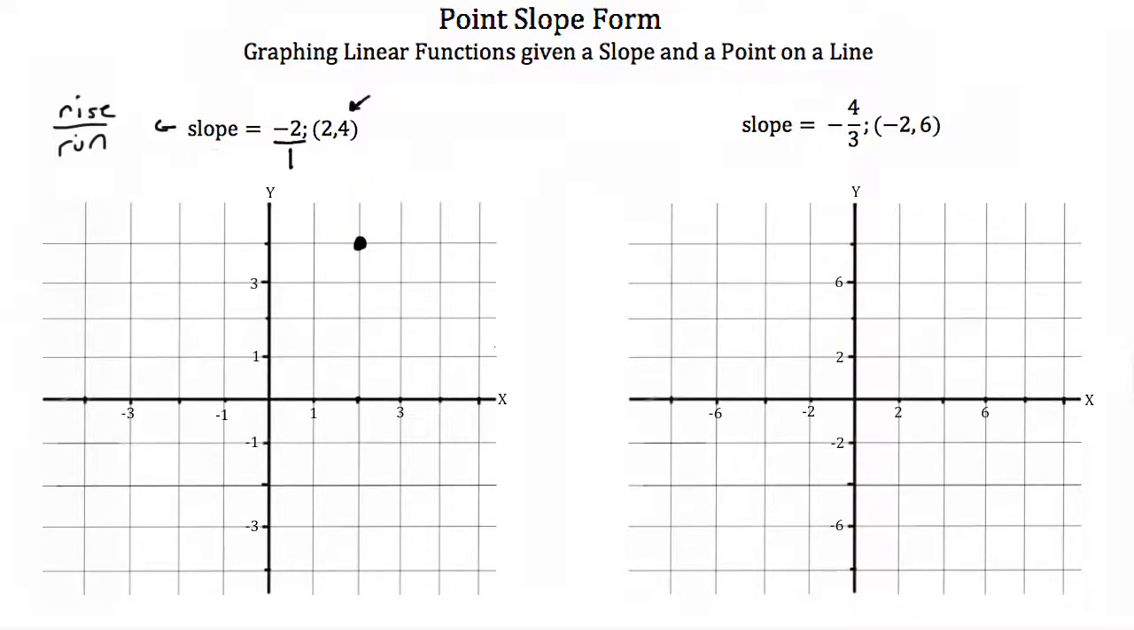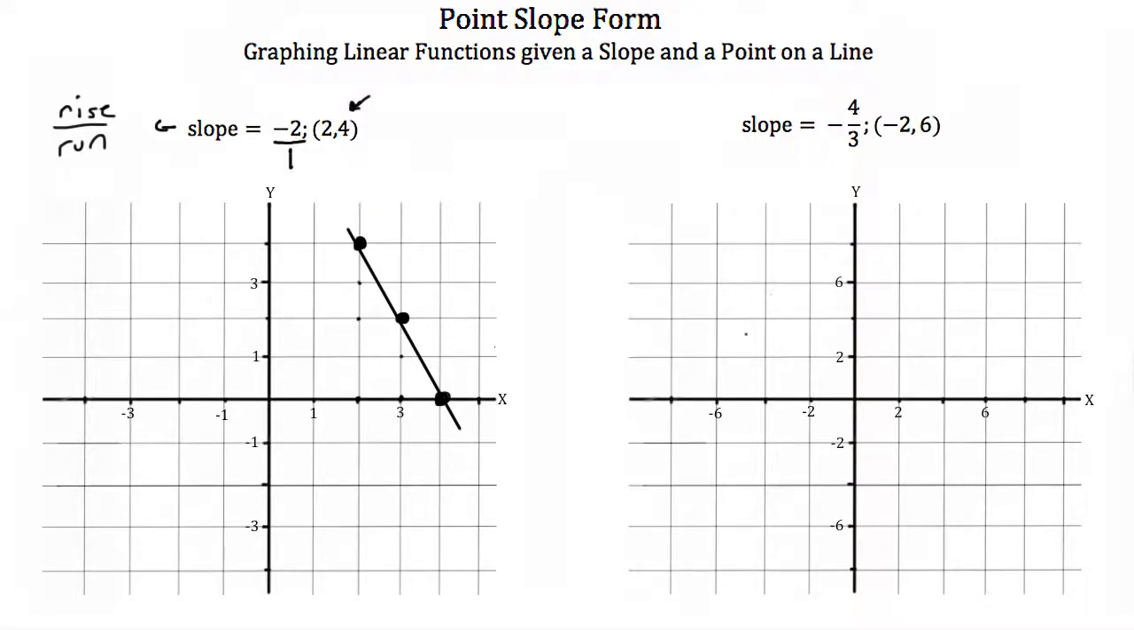And then we would just go down 2, because that's our rise, and over 1, which is our run. So a rise of -2 and a run of 1. And there's our next point. We can do this again. Rise of -2 and a run of 1. And there's our next point. Now you connect the dots, and there's our graph of our linear function with the slope of -2 that passes through the point 2, 4.